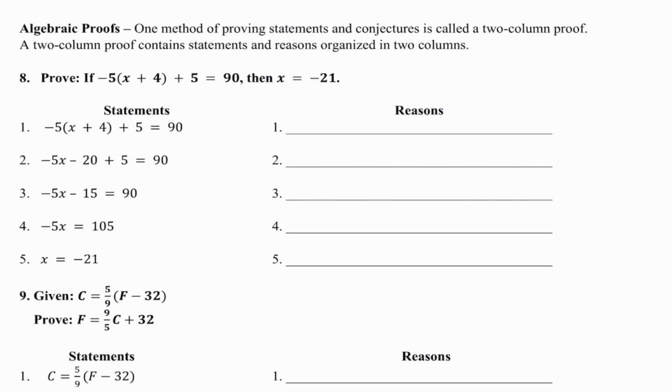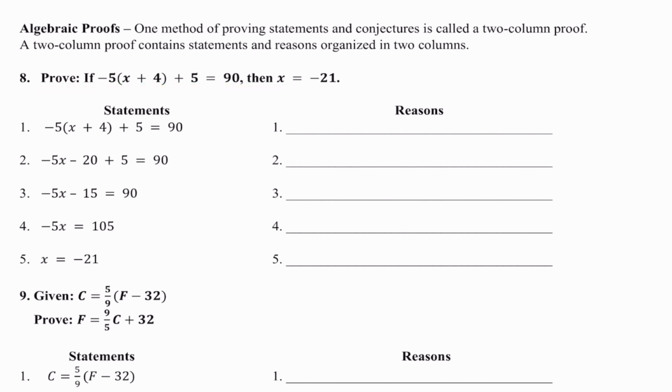Now we are going to get into the territory of algebraic proofs. One method of proving statements and conjectures is called a 2-column proof. A 2-column proof contains statements and reasons organized in 2 columns. So here are your statements, here are your reasons. They are organized into 2 columns. So let's prove this statement over here.